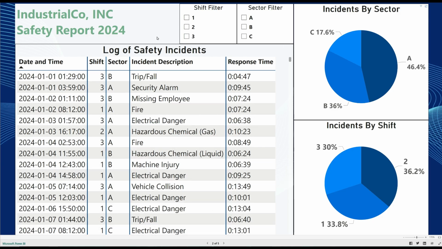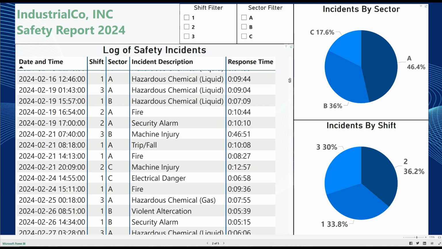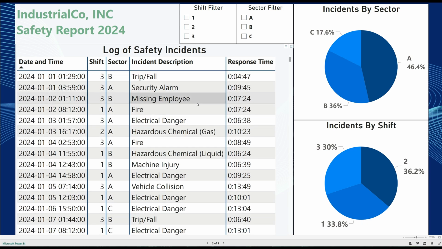All right, here is the first page, which is just a high-level overview of all the incidents that took place during 2024. On the left, we have this log here of every incident, and we can scroll through that to see them all. By default, it is going to be ordered by time the incident occurred, with January 1st at the beginning, but I can change that if I want.